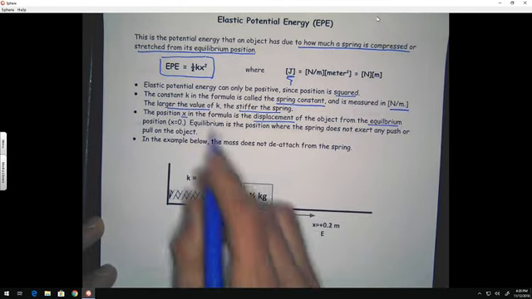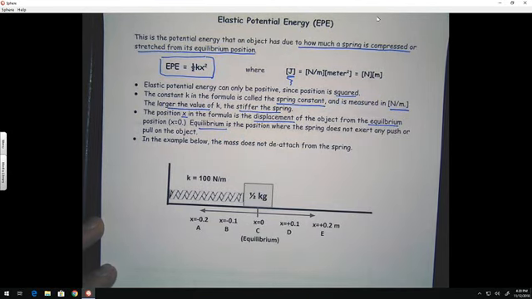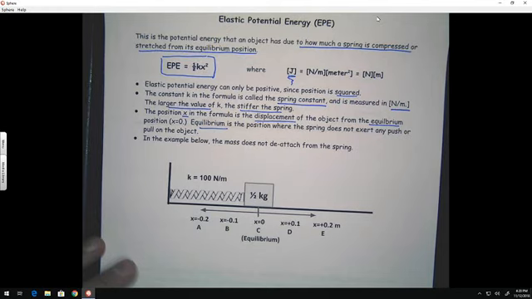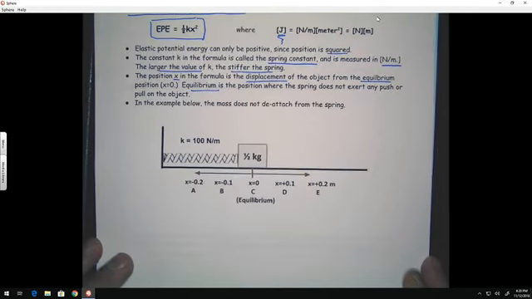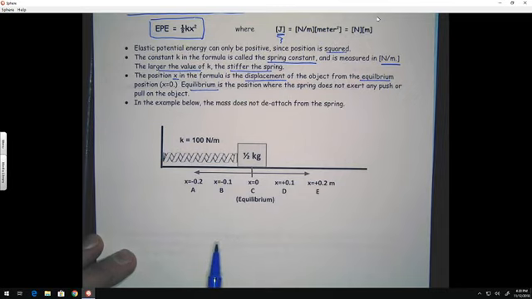And equilibrium is the position where the spring does not exert any push or pull on the object. Okay, so why don't we do an example of this to see how it works. It says in the example below, the mass does not detach from the spring.